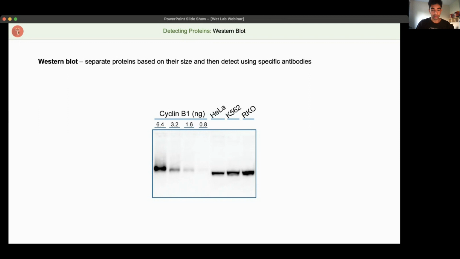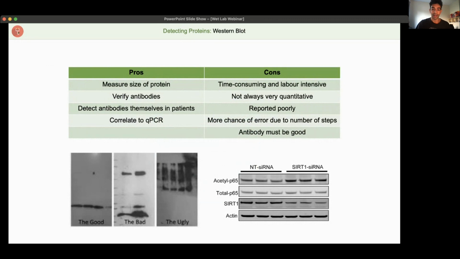So it's quite a clever technique like that, because it uses antibodies, which makes it very specific, but it is very antibody dependent. So your antibody has to be good. Which leads us to the pros and cons. That left-hand image at the bottom is quite sad, and it happens all the time. The bad and the ugly, I mean. So it's very time-consuming and labor-intensive.